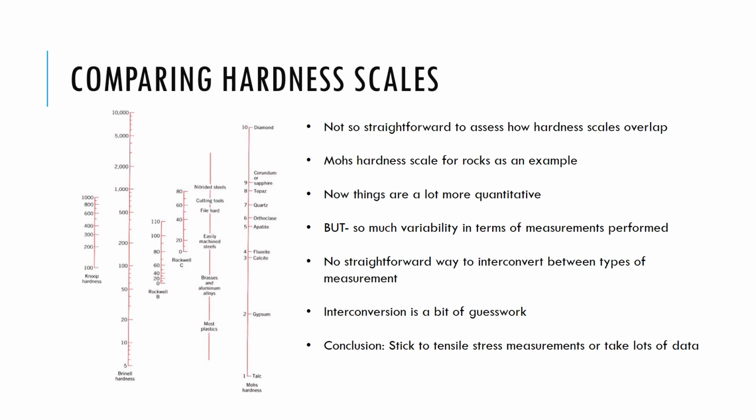The thing is that hardness scales are a bit relative because the heads that indent the material are all composed of different materials themselves, and there's a big variation in hardness of different materials. So it's very difficult to compare different hardness scales. It's very difficult, for example, to compare the Brinell hardness with something called the Mohs hardness. The best way, therefore, is to forget about hardness measurements and stick to tensile stress measurements.